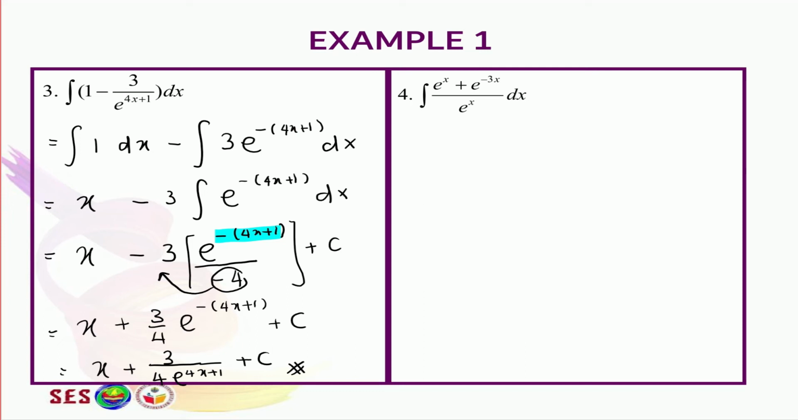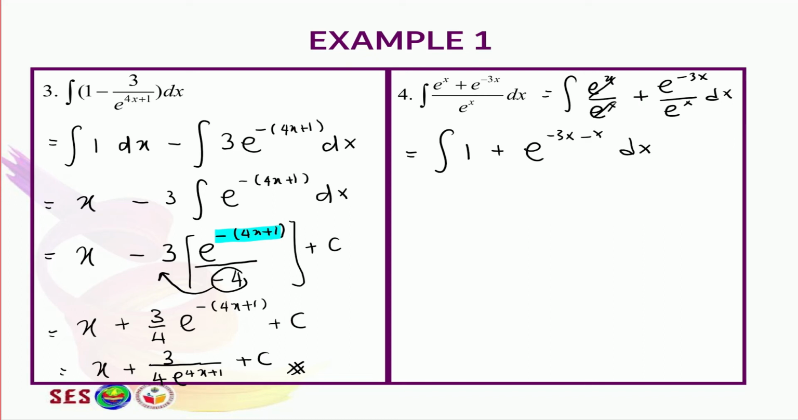Okay, now we go to the final example, question number 4. We have e^x plus e to the power of negative 3x, divided by e^x. Actually, we can simplify first. So we have e^x divided by e^x plus e to the power of negative 3x divided by e^x dx. e^x divided by e^x is equal to 1, and we have e to the power of negative 3x minus x dx. So this is equal to 1 plus e to the power of negative 4x dx.